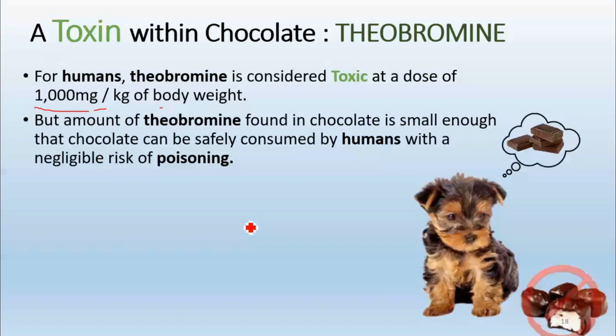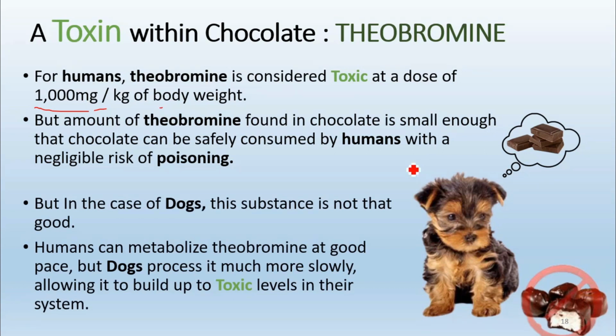But if we talk about this particular animal, the dogs, you must have heard that dogs can't really eat chocolate. Why? Because their metabolic system is quite slow to process this theobromine. We as humans can metabolize theobromine at a good pace, but these dogs can't. So as their process is slow, they start to build up this toxic substance within their body, and they ultimately die.